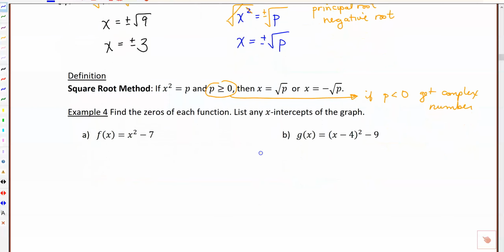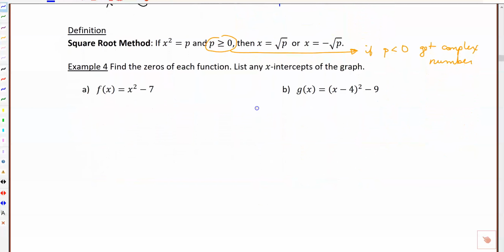So let's take a look at a couple of examples applying this square root method. And now again, whatever method you're told to use, you need to use that method to solve the problem, not a different method. So for this next example, it says find the zeros of each function and list any x-intercepts of the graph. My first example is going to be f of x is equal to x squared minus 7. Now I want you to notice that there's no linear term on here, there's no x to the first power. Okay, so those are going to be really good candidates to use that square root method to solve the quadratic equation.